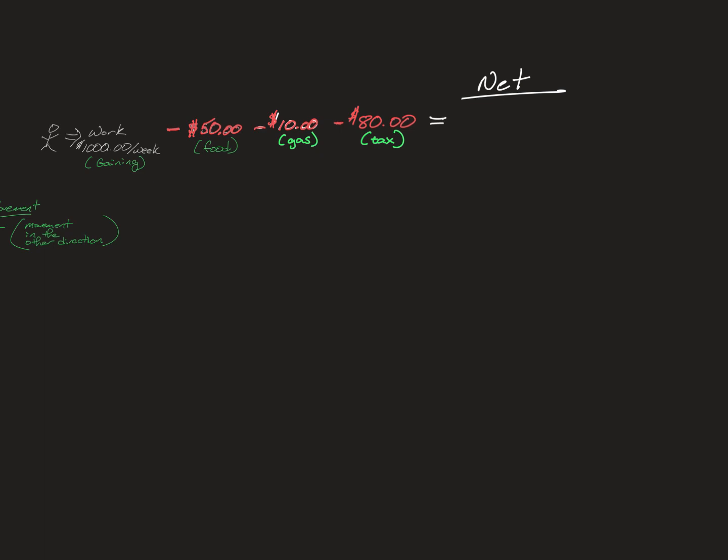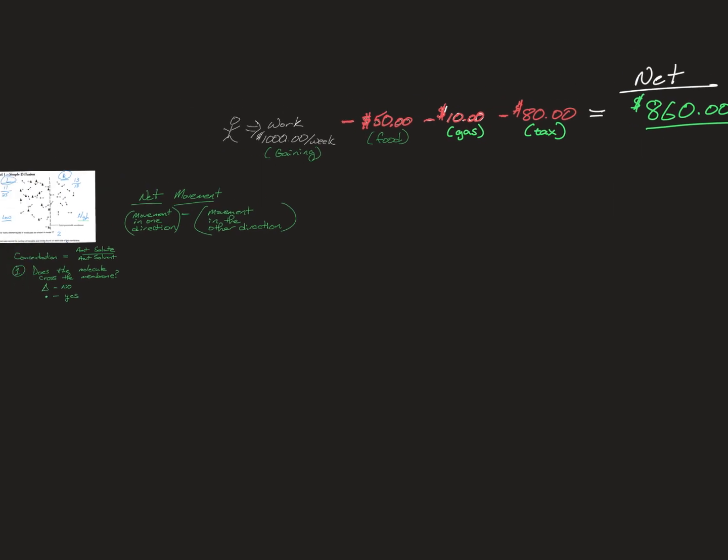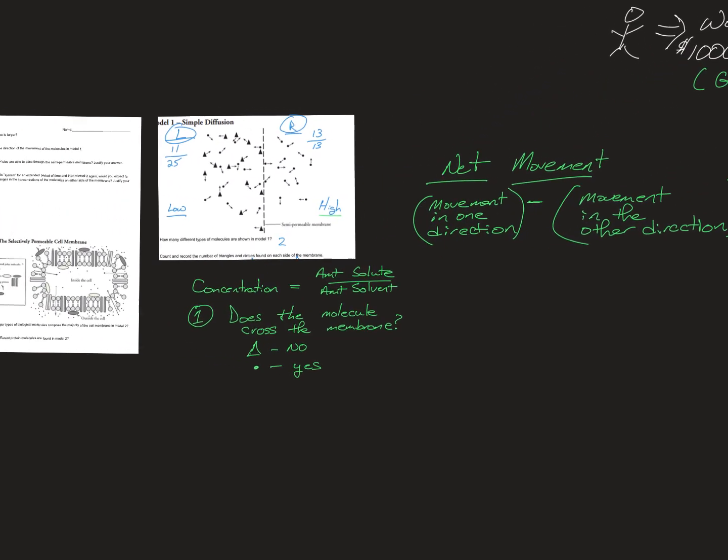But right now, we're at $90 plus 50, which is 140. How much money did you actually make? $1,000 minus 140. $860 is your net profit per week. So you're going to get a job, and they're going to tell you $1,000 a week, but really you're only bringing home $860. And so when we talk about net movement, it's the same idea.